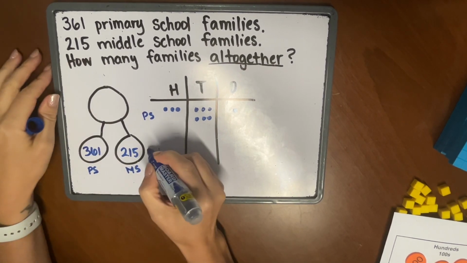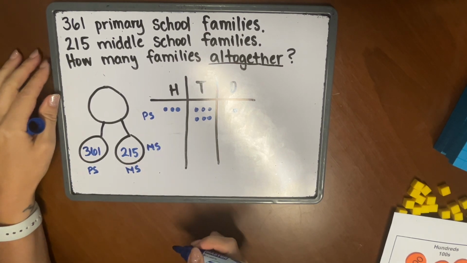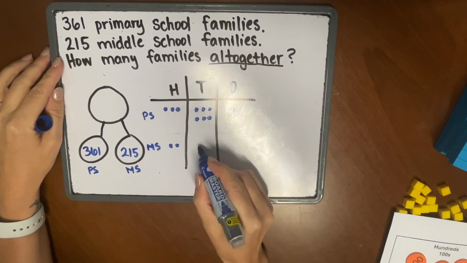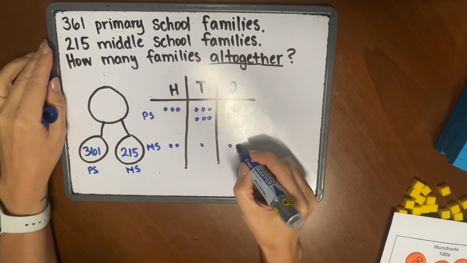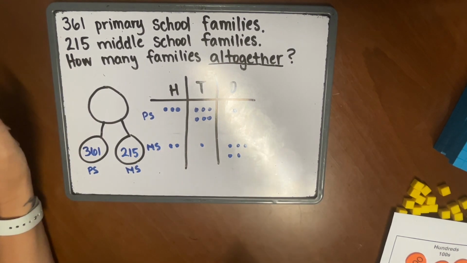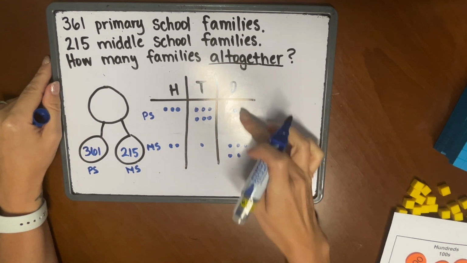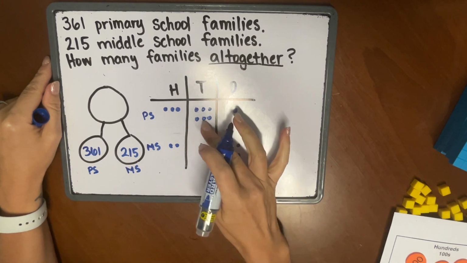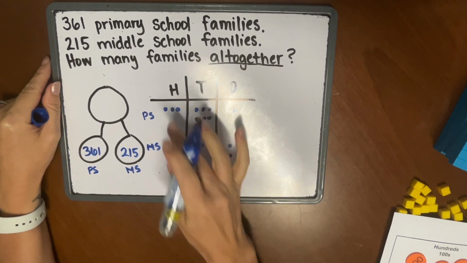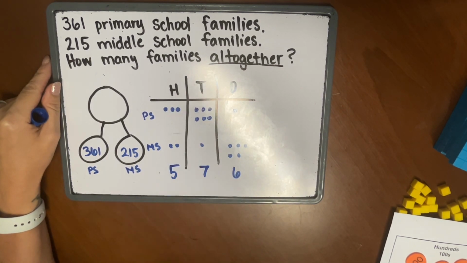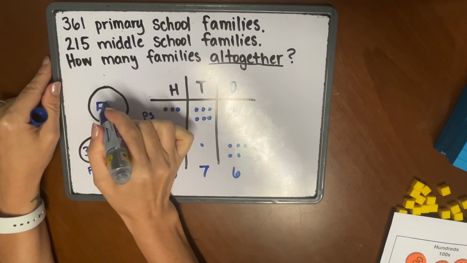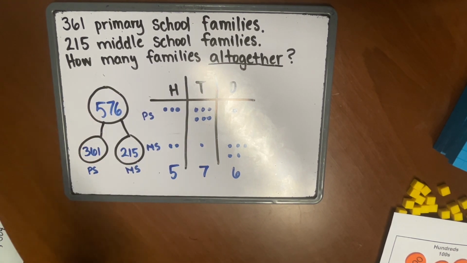And then for the middle school families, I can even label it. I had 2 hundreds, 1 ten, and 5 ones. Now let's put it all together. There were 6 ones, 7 tens, and 5 hundreds. So in total, there were 576.